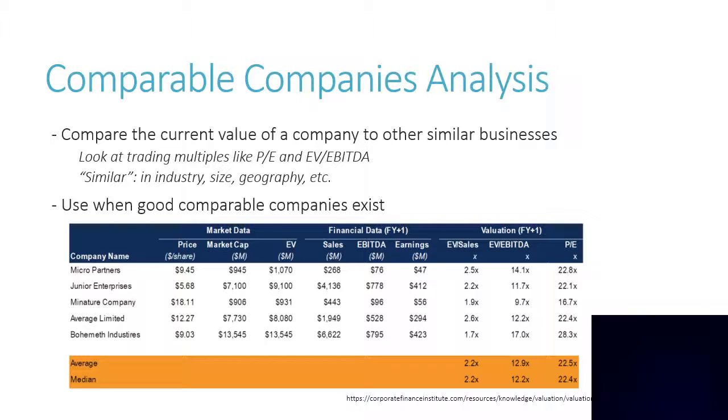So in this example here, there are 5 comparable companies, and you can see that they utilize 3 different trading multiples, so EV/sales, EV/EBITDA, and PE. And basically from this method, we come up with sort of a median or average multiple for our current company that we're analyzing. And so this method is good when good comparable companies actually exist, which isn't always the case.